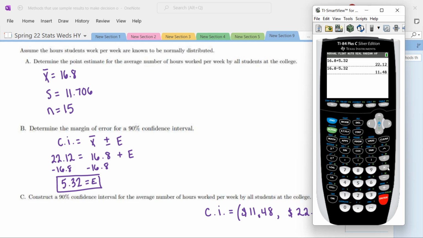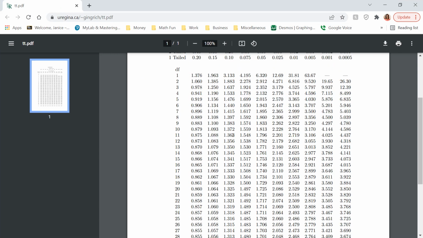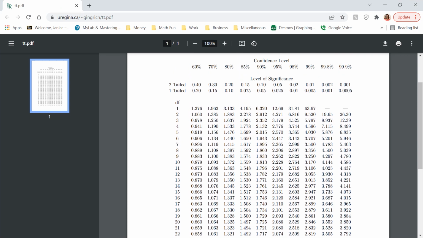11.48. Okay, the only other question you might have to answer is like, what is the t-value associated with this? In which case you can go to the chart. Degrees of freedom there would be 14. So 14 and 90% right there. So it would have been a 1.761 for the t-value.